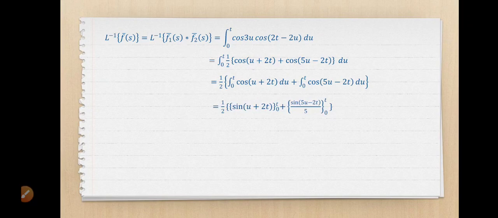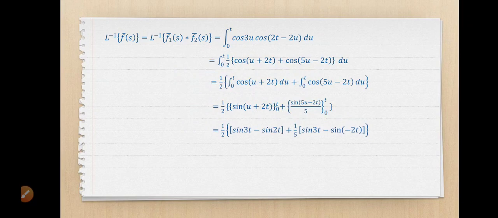For the second term, integration of cos of 5u minus 2t is sin of 5u minus 2t divided by derivative of 5u with respect to u, which is 5, and this is also within the limit 0 and t. Now you have to put upper limit and lower limit to get the final answer. So 1 by 2 into bracket, for upper limit we get sin 3t and for lower limit u equal to 0 we get the term as sin 2t.